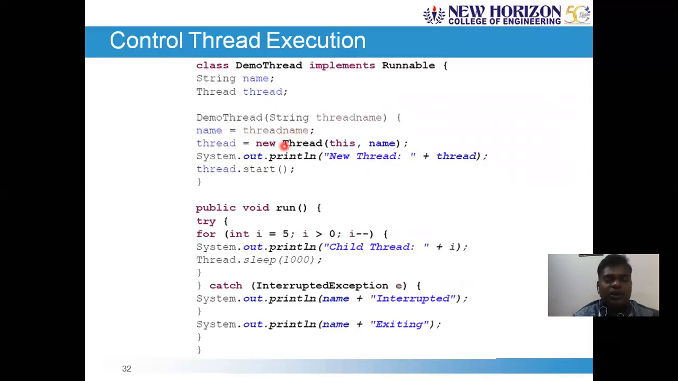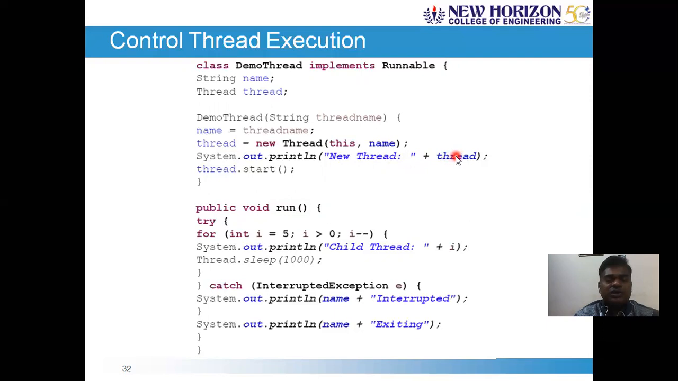And here we need to create an object of the class, and wherever the Runnable interface is implemented, you need to attach it with the thread object, that is this, followed by the name we have received here. So you give a name as well as specify the current object. Then you assign it to the variable called thread. So thread is a reference variable which refers to the thread. And after that we are printing "new thread" and the thread name.